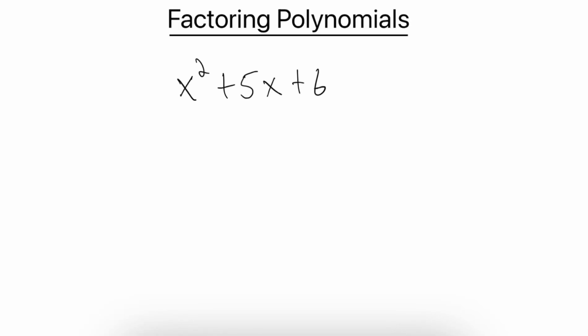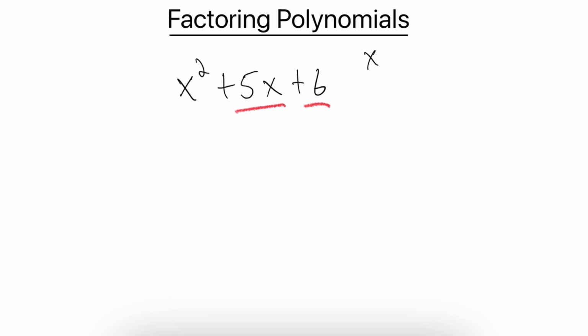In this video, we'll be factoring polynomials. So to factor polynomials, we want to find two numbers that multiply and equal this number, and two numbers that add together to equal this number. So first we have x squared plus 5x plus 6.